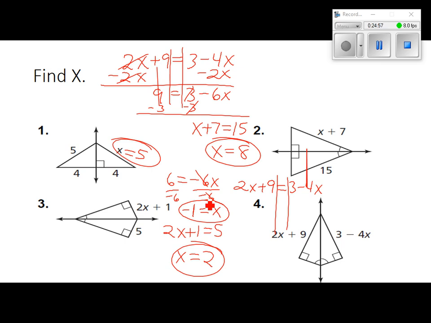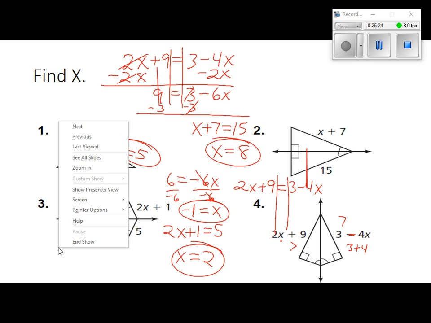Doesn't that mean our side's going to be a negative? No. Not necessarily. We can plug it back in here and find out, right? What's 2 times negative 1? Negative 2 plus 9. 7. So that side's alright. Let's do this. What's a negative 4 times a negative 1? Positive 4. What's 3 plus 4? 7. So it worked out to where the segments are all positive, right? And that's what matters. Segments and angles have to be positive.